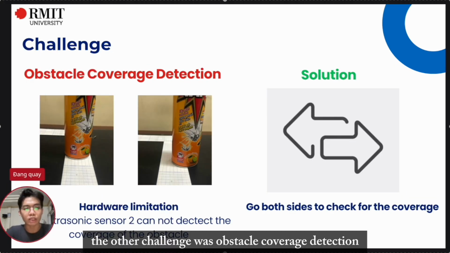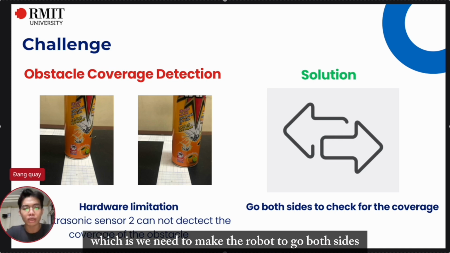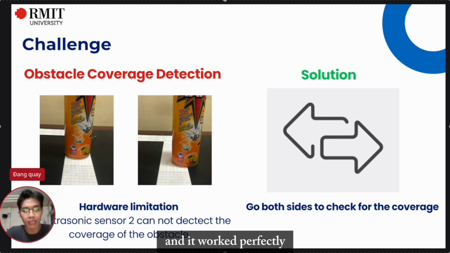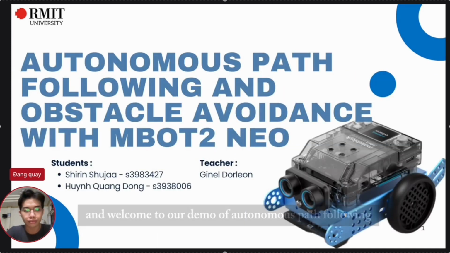The other challenge was obstacle coverage detection. Due to the hardware limitation, the Ultrasonic Sensor 2 cannot detect the coverage of the obstacle. After a while, we found a solution, which is to make the robot go to both sides to check for the coverage, and it worked perfectly. Now it's time for the demo.